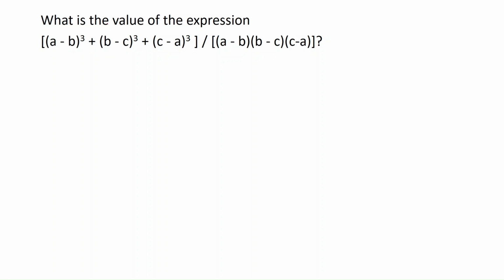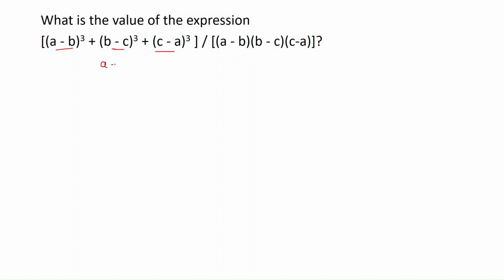Let's see how to solve this algebraic expression. This is from Math Olympiad. So (a minus b) cube plus (b minus c) cube plus (c minus a) cube, divided by (a minus b) into (b minus c) into (c minus a).